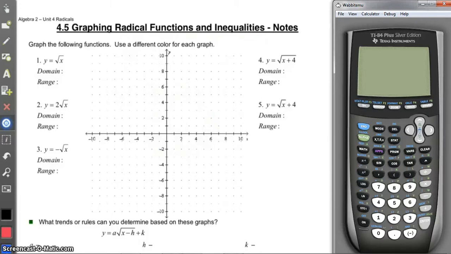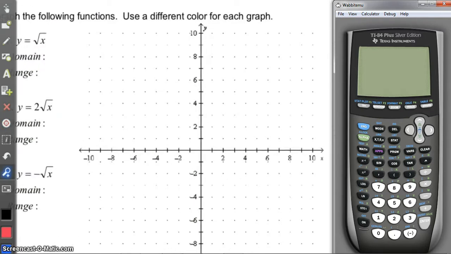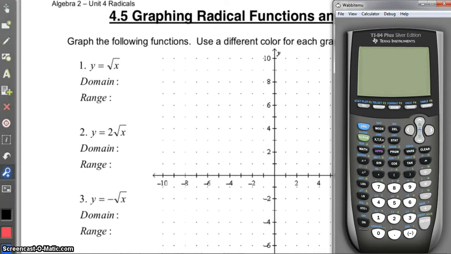Now let's start with the first, number 1. Graph the following function, and you're supposed to use a different color for each graph. So I'm going to start with the black, and this is going to be for the first one. So I'm going to start on that, number 1. Make some room to write the table.